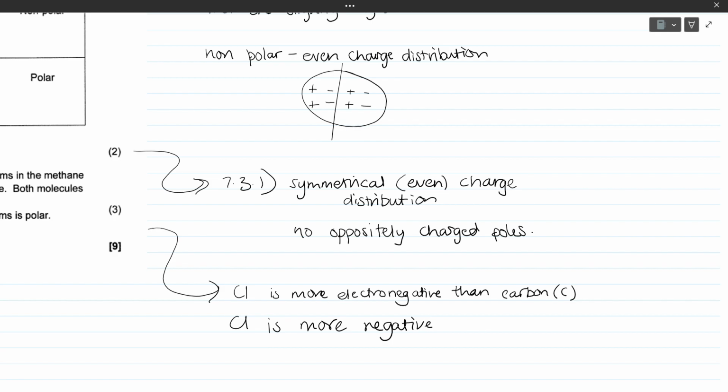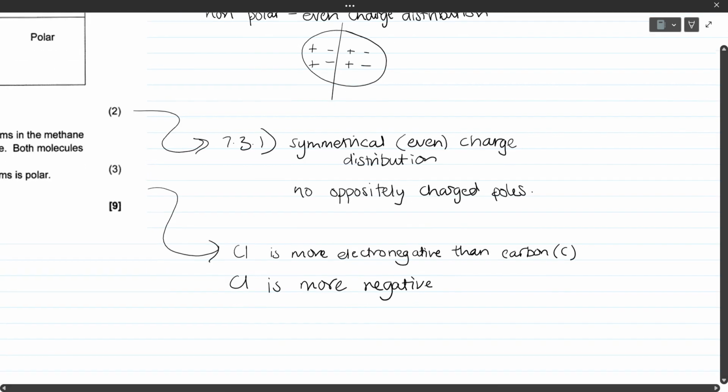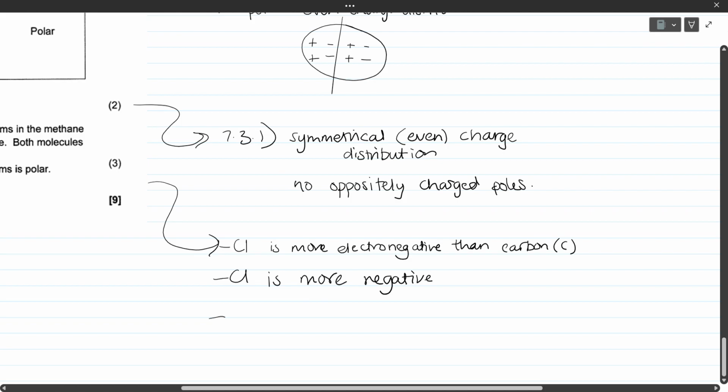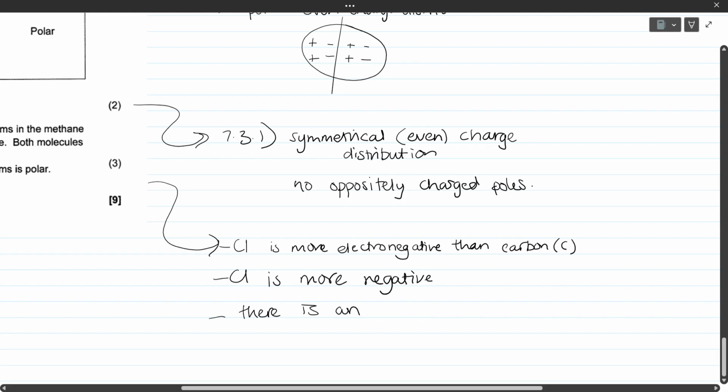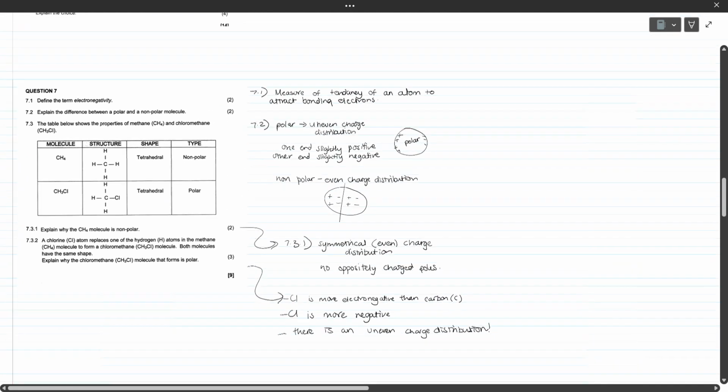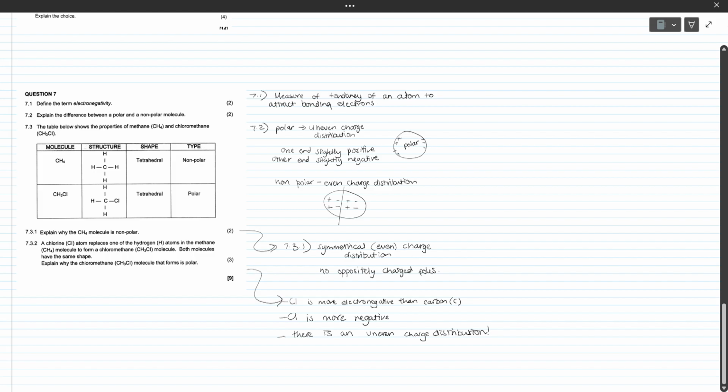And this results in, since there are distinct positive and negative ends, the charge distribution surrounding the atom is not identical. So you can see it's going back to the thing where they want you to say there is an uneven charge distribution. Okay, and that's why it makes it polar.